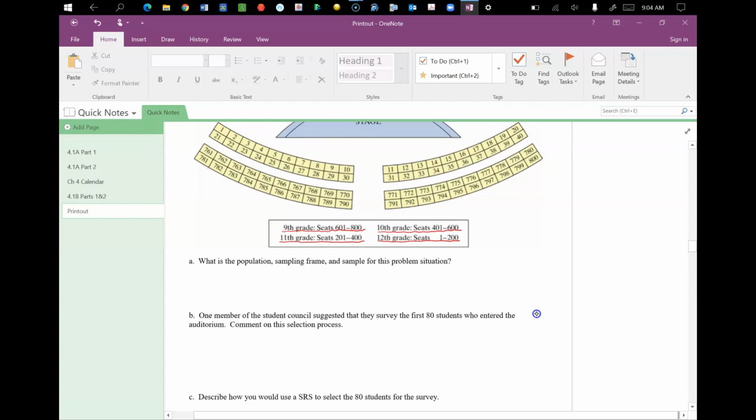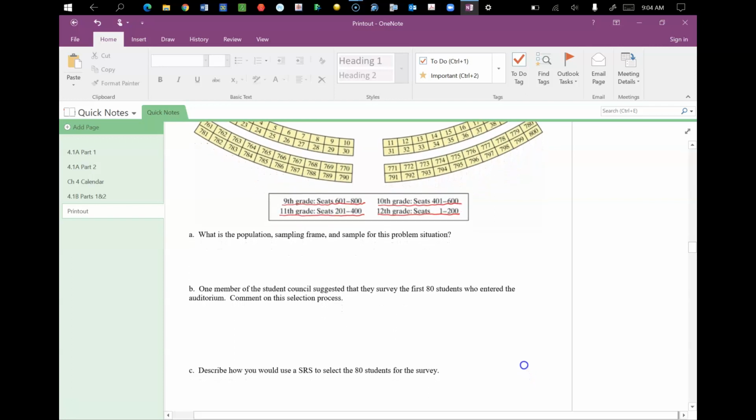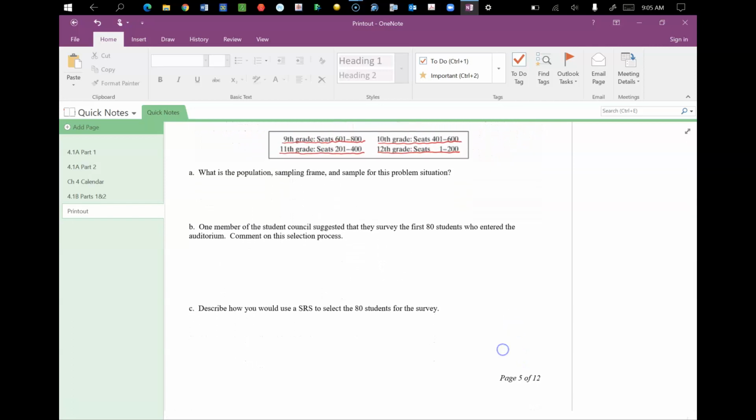So one member of the student council suggested that they survey the first 80 students who entered the auditorium. Comment on this selection process. Well, clearly it doesn't use randomness. It's a convenient sample. It's just a bad idea. Describe how you would use a simple random sample to select the 80 students for the survey.